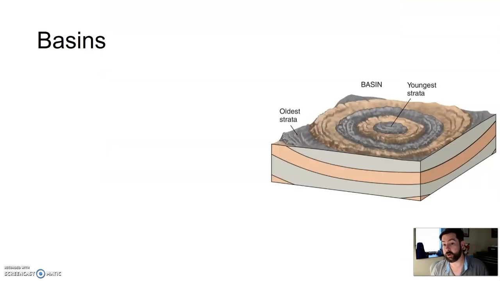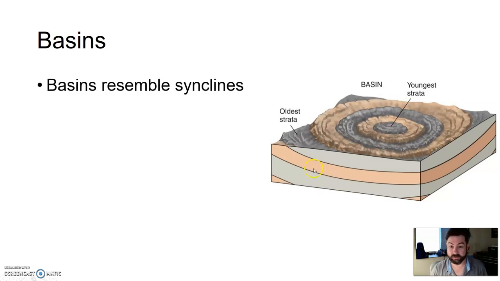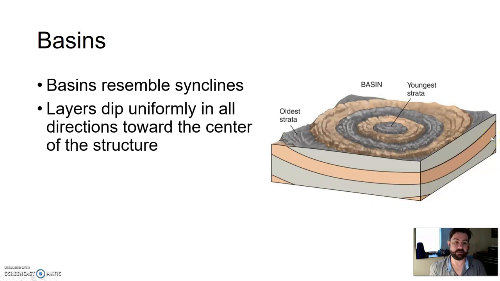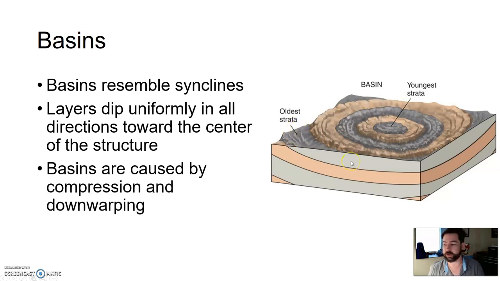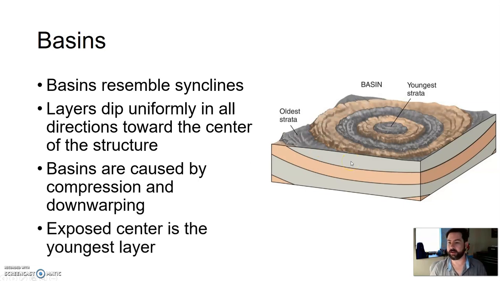The opposite of a dome is a basin. From a cross-sectional view from the side, it resembles a syncline, but you'll see that in all directions. The layers dip uniformly in all directions to the center of the structure. In this case, you would have the youngest layers in the middle and the oldest layers on the outside if it's been eroded down. It's caused by compression and down warping.